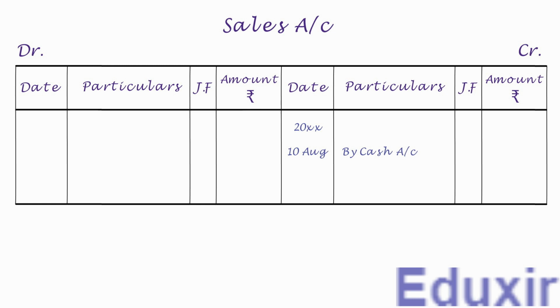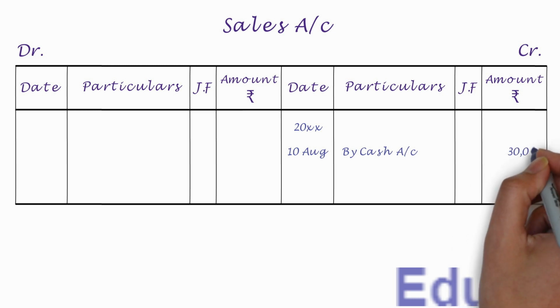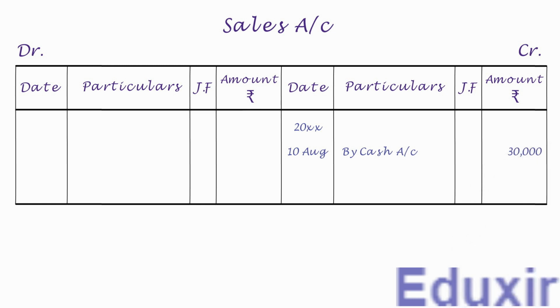Let us write the credit amount of 30,000 rupees into the amount column. With that, we have completed the posting of this journal entry into the sales account. Let us now take up the next entry.